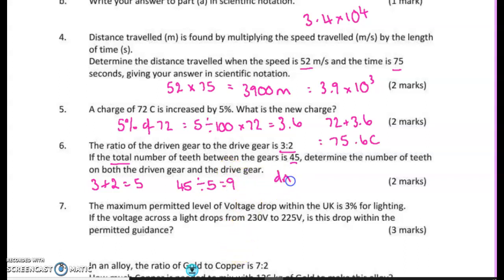So for the driven, it's 3 lots of that, so we do 3 times 9, which is 27. For the drive, it's 2 lots, so it'd be 2 times 9, which is 18. Remember, we've got a wee check here. 18 and 27 gets me back to my 45.